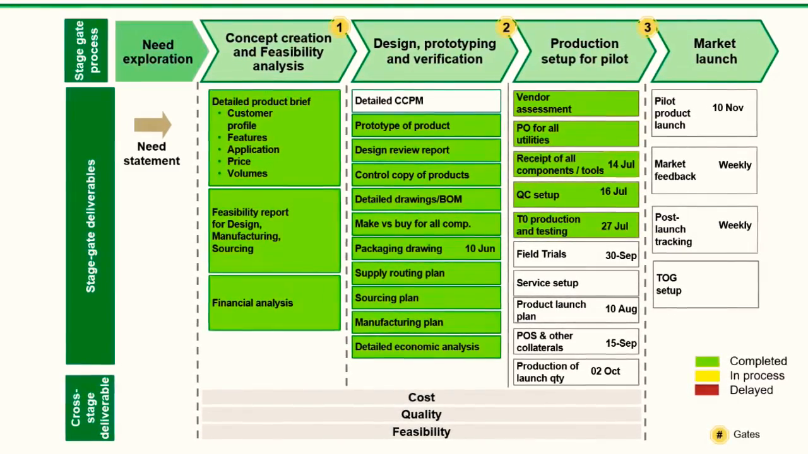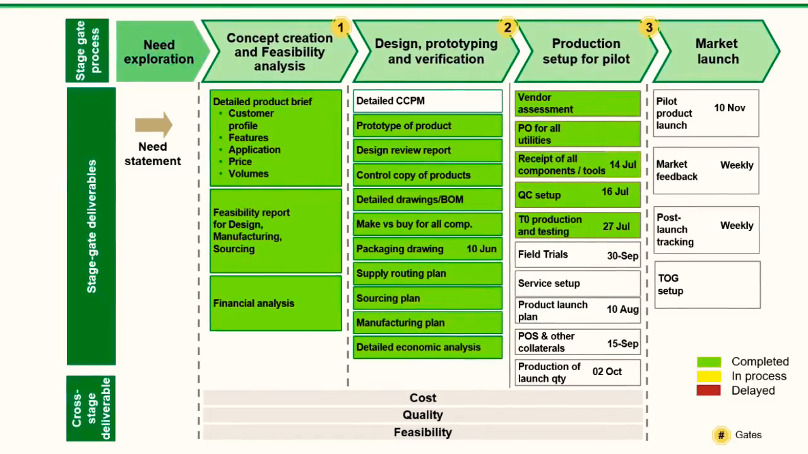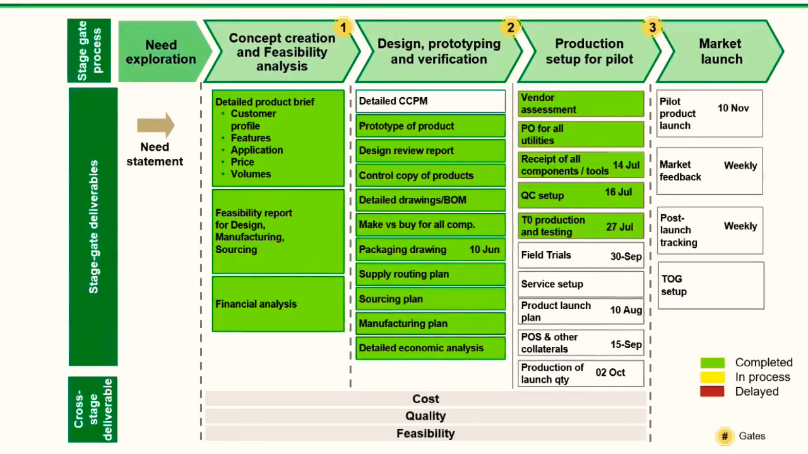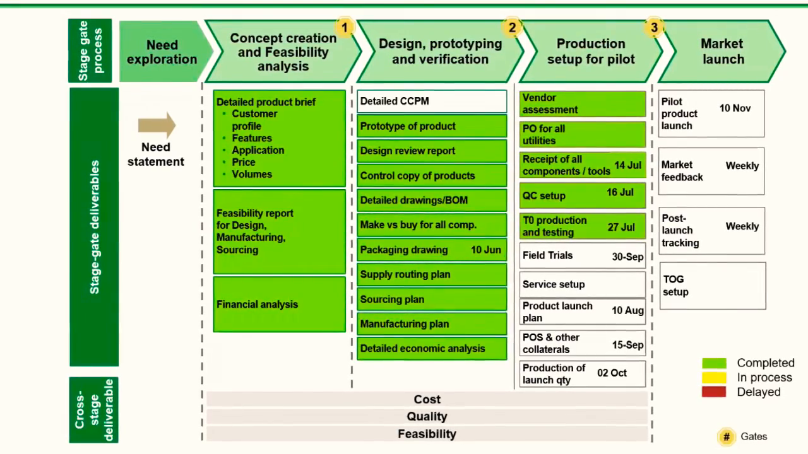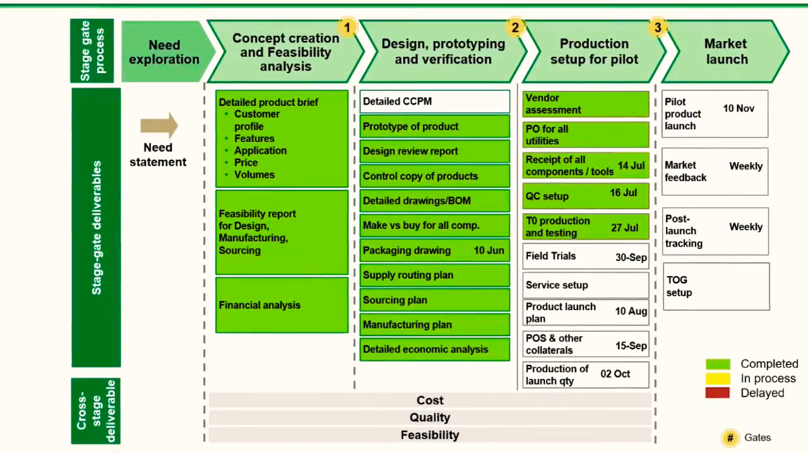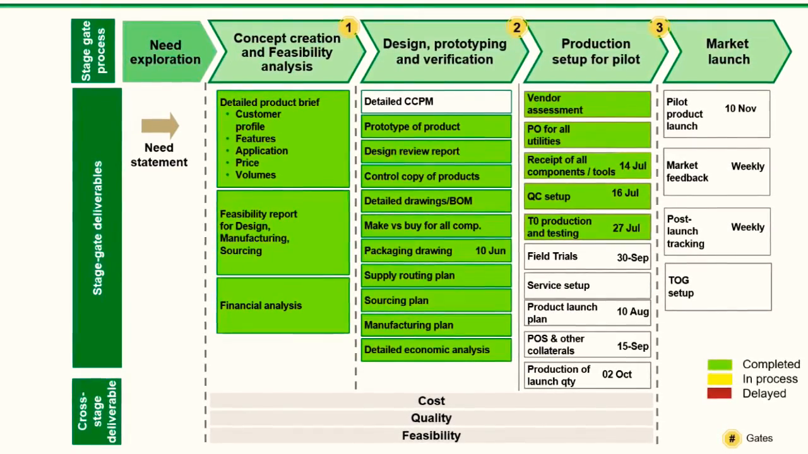At the right bottom are the various color indication. Green color is for the activity which are completed. Yellow is for the activity which are in process, and red is for the delayed activity. By this, we will come to know if a particular activity is on time or delay.